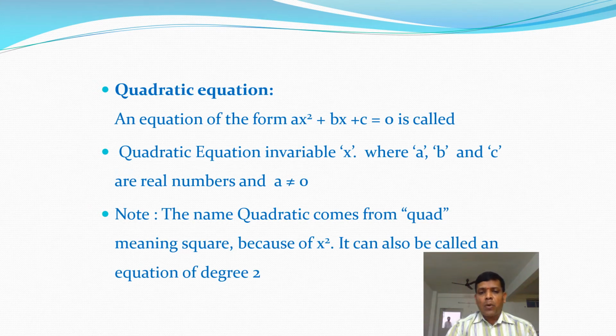The name quadratic comes from quad. It means square because of x square. It can also be called an equation of degree 2. So ax square plus bx plus c equal to 0 is called a second degree polynomial or quadratic polynomial. Ax square plus bx plus c equal to 0 is called a quadratic equation or second degree equation.